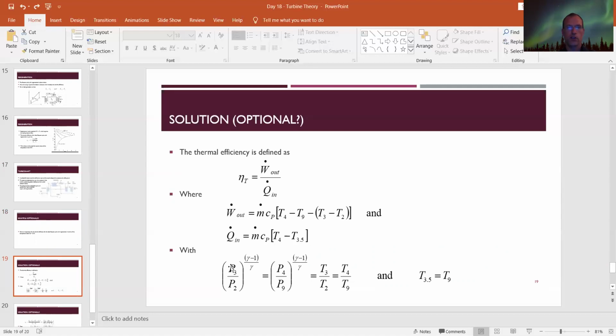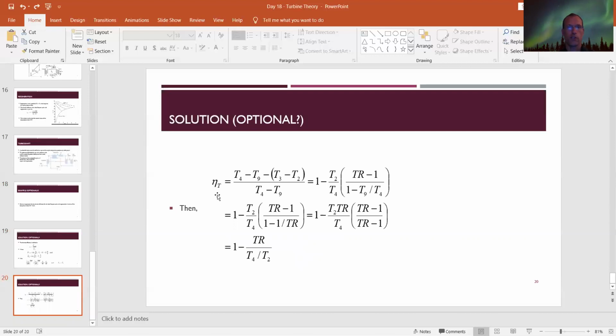Still have my constant pressure processes. So P3 and P4 are the same, P2 and P9 are the same, and then the isentropic relationship: P3 over P2 to the gamma minus 1 over gamma power is the same thing as T3 over T2, same thing for P4 over P9. So I still have the same temperature relationship we had before, but then I also have the fact that for this ideal regeneration cycle, T3.5 is the same thing as T9.